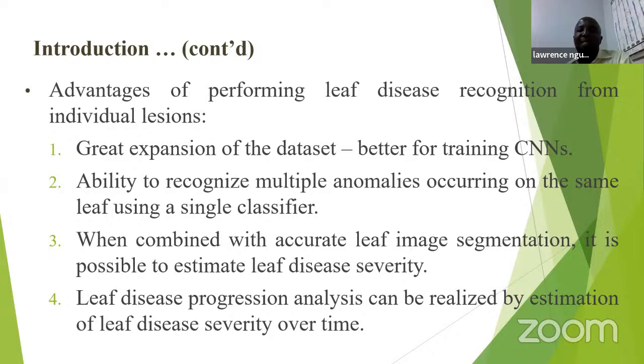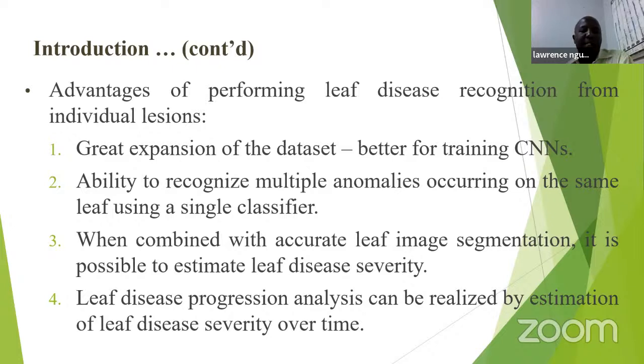Secondly, the ability to recognize multiple anomalies on the same leaf using a single classifier. Thirdly, when you combine the lesion classification with accurate leaf image segmentation, it is possible to estimate leaf disease severity. So you can therefore judge what is the stage of infection shown on the leaf.